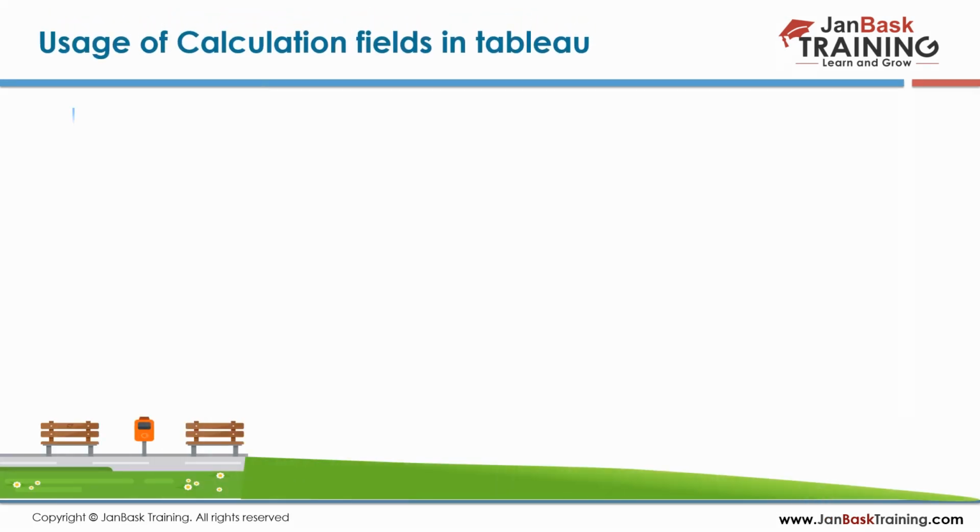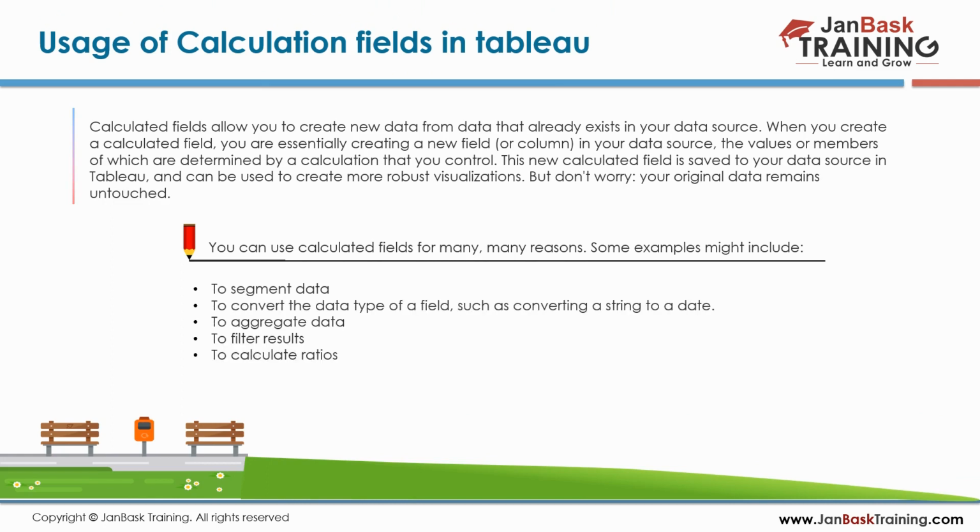So let's move further and talk about something called a calculated field, right? As I told you earlier also, a calculated field is basically a feature in Tableau which helps you write all the custom code we have available. A calculated field allows you to create new data from the data that's already in your data source. When you create a calculated field, you essentially create a new column, right? It is something like Excel, where we create a new column the same way. If you have to create a new column in Tableau, you can create something called a calculated field.